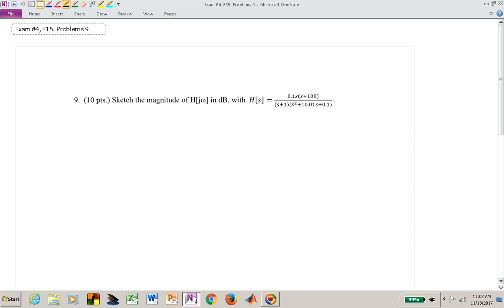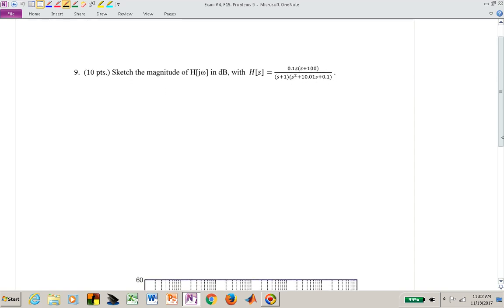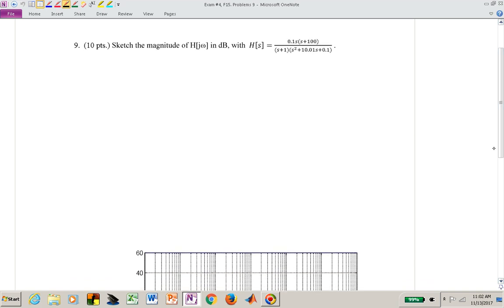We are reviewing for exam number 4, and we're using an exam from the fall of 2015 to do that review, and we're now at problem number 9 that we're examining. It's trying to sketch the magnitude Bode plot, or the frequency response magnitude in dB, of this particular transfer function H(s).